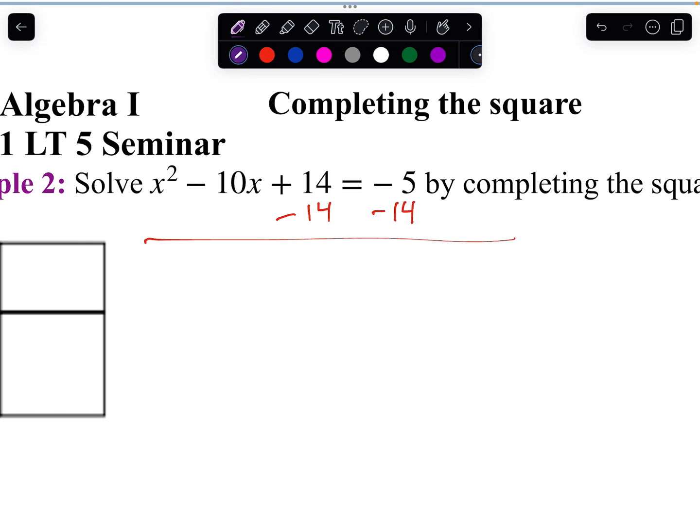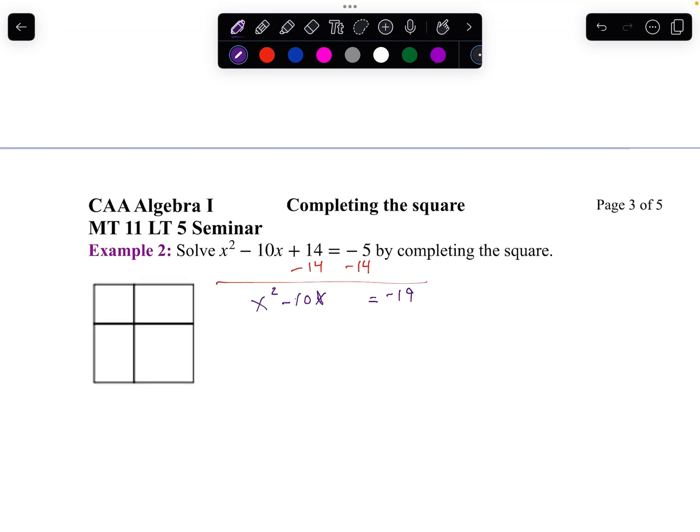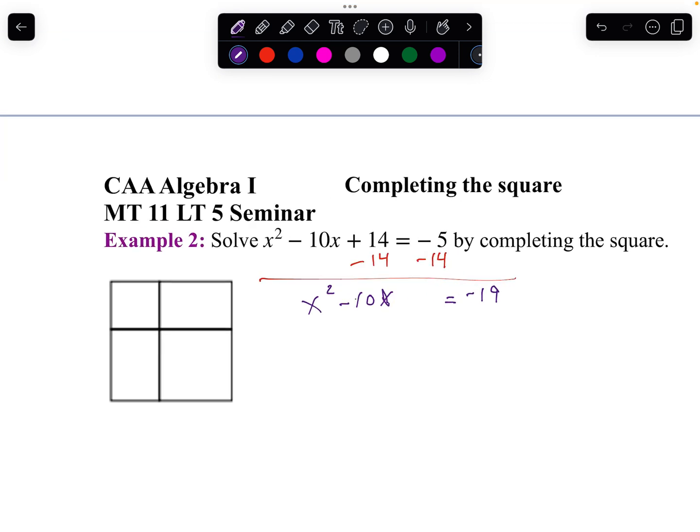So then I'm going to get x squared minus 10x. I'm going to leave a blank because I'm going to make this a perfect square, equals negative 19. So then I'm going to make this a perfect square. So x squared, half of negative 10 is negative 5x. And then negative 5 times negative 5 is 25.